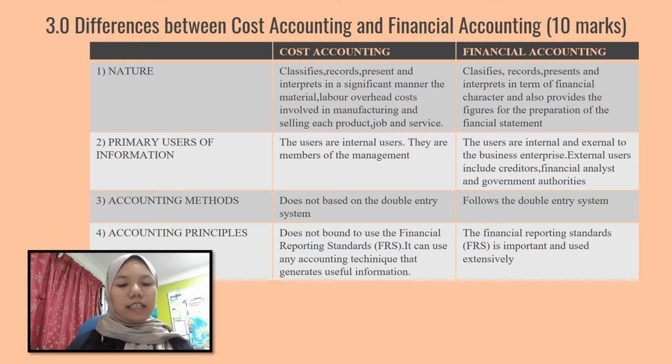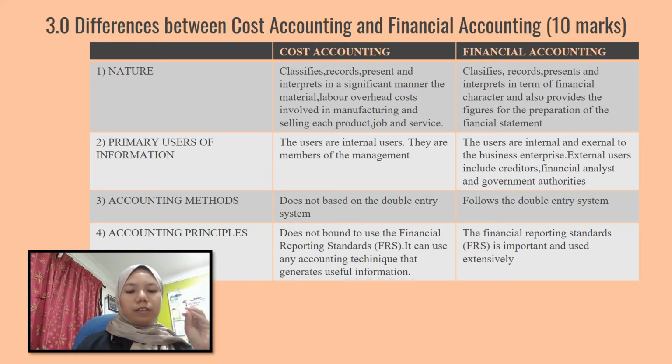So the second is the primary users of financial accounting. The users are internal and external to the business enterprise. External users include creditors, financial analysts, and government authorities. The third is accounting methods. Financial accounting follows the double entry system.